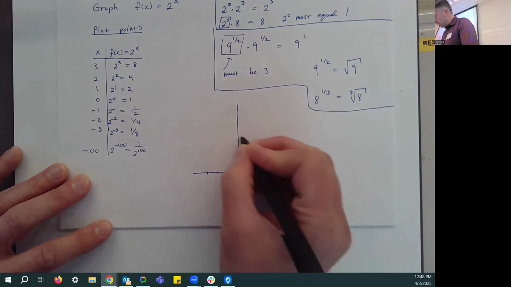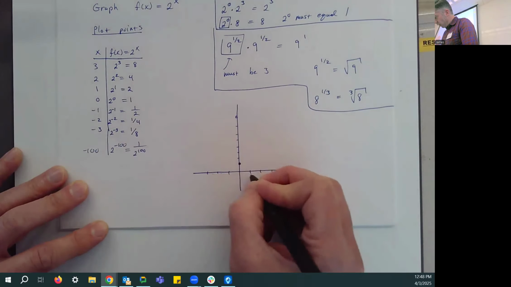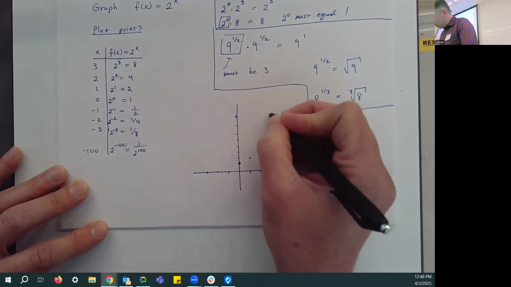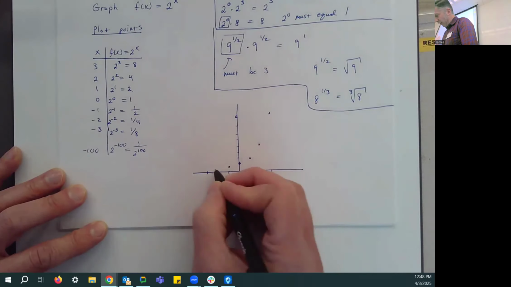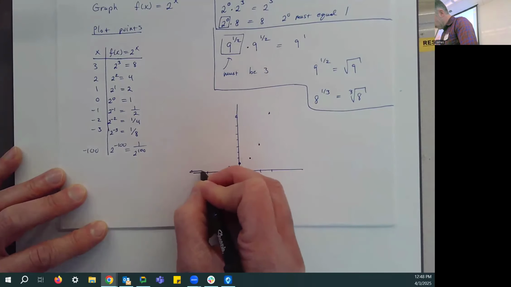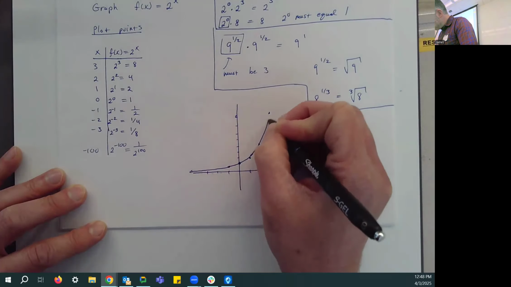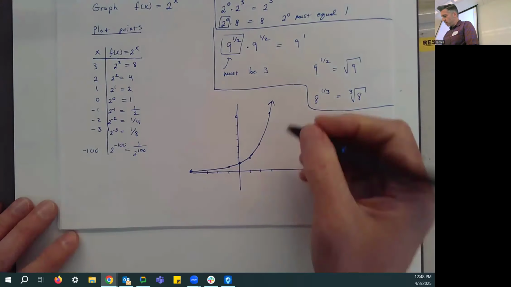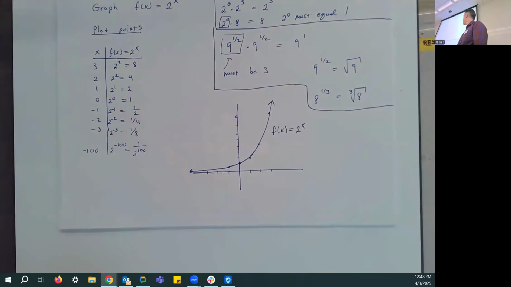So when we graph this thing, we get the points 0, 1, and 1, 2, and 2, 4, and 3, 8, and negative 1, 1/2. And I'm not going to plot the rest because it starts to look messy. It's going to look like this. There is your prototypical exponential function.